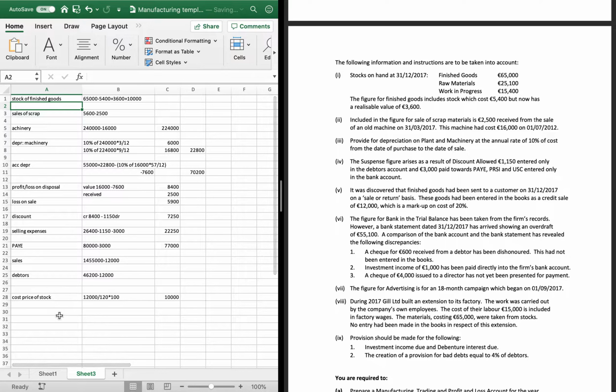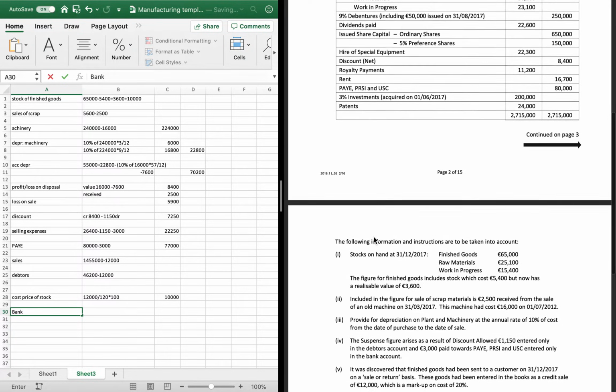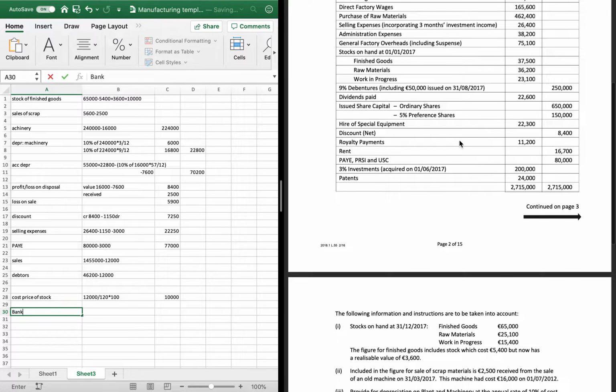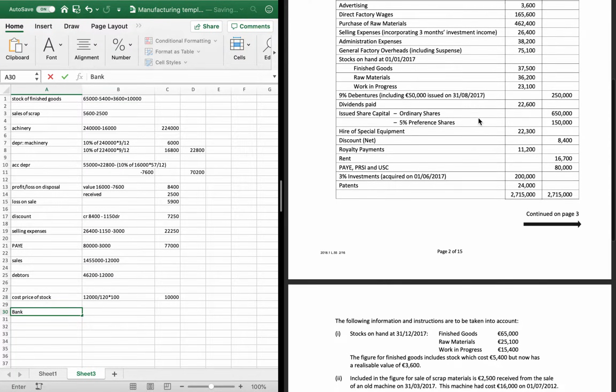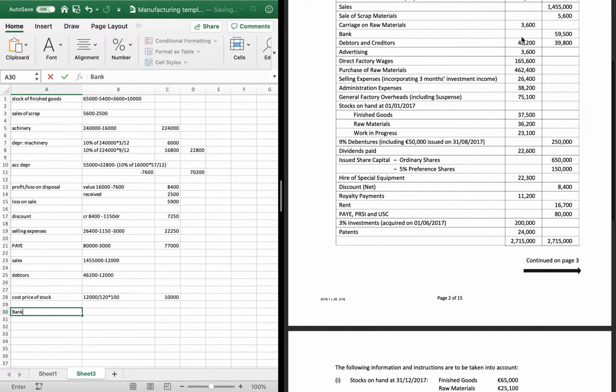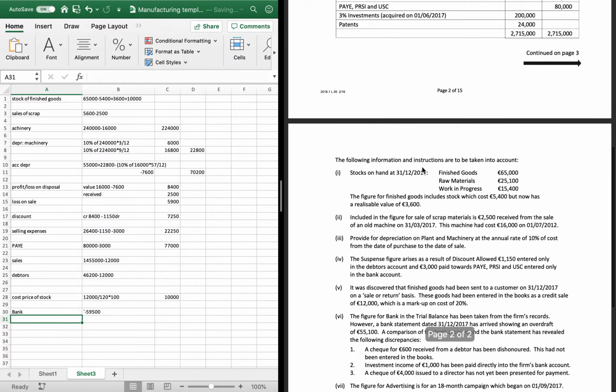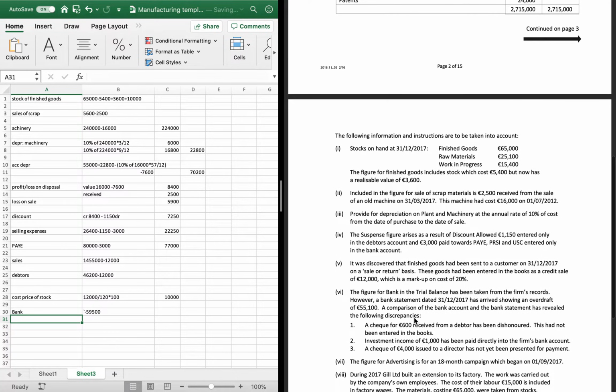Next one is your bank reconciliation statement working. Now, you haven't seen one of these in a while, let's say. So the figure for bank in the trial balance has been taken from the firm's own records. So this number here is from our records. Where's bank? Minus 59,500. So that's what we're saying is in the bank. However, a bank statement from the end of the year has arrived showing an overdraft of 55,100. So the banker is saying it's minus 55,100.